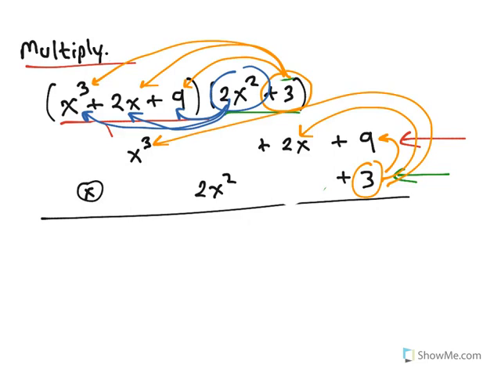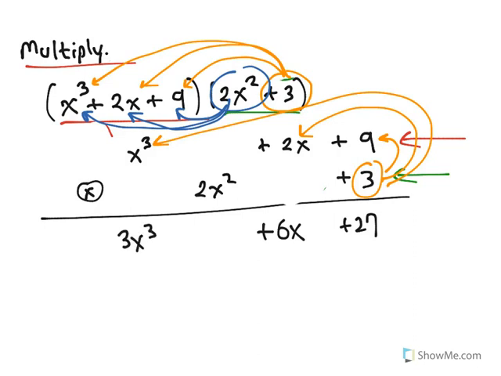3 times 9 is 27. And then we have 3 times 2x is 6x. And notice that I write the 6x in the same column as the 2x. So I'm writing terms with the same power in the same columns. So now we have 3 times x cubed, which is going to be 3x cubed.